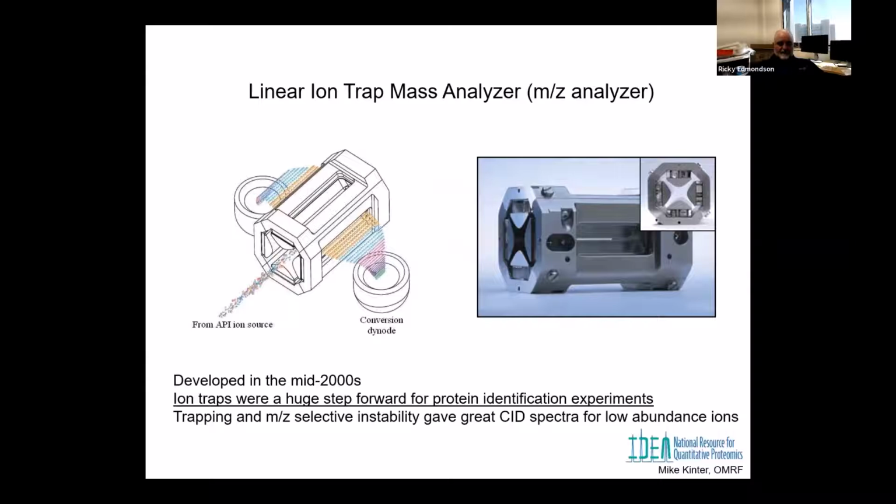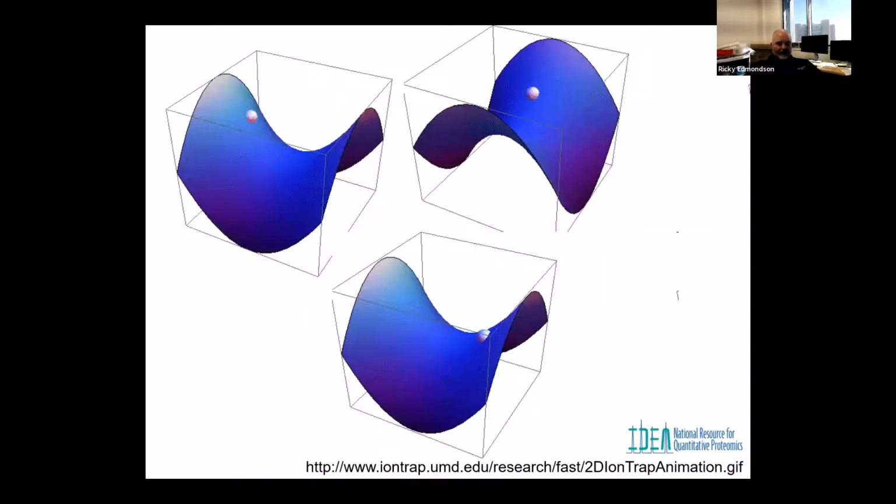And this allowed mass spectrometers to be made and sold and put in labs that were not driven by people who had their degrees in mass spectrometry. And so this really kind of led to the growth of the field and what we know as proteomics today.